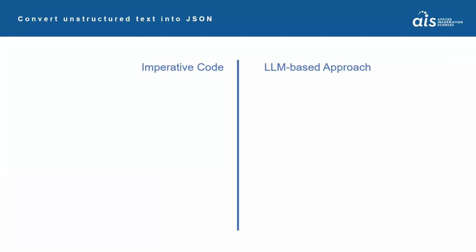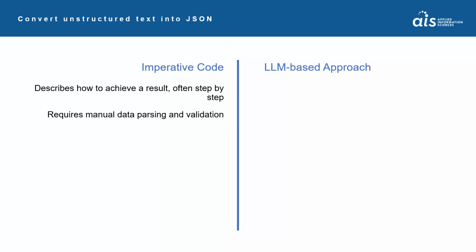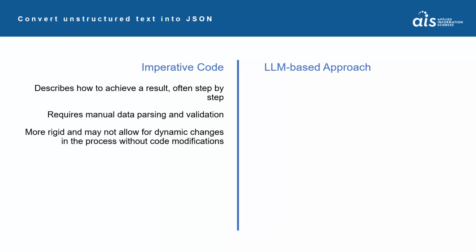Now that we have seen a data quality check example in action, let's take a step back and compare an LLM-based approach with an imperative traditional code-based approach. First and foremost, when you're writing a traditional code-based approach, you're responsible for defining every step of your logic. You also are required to do manual data parsing and validation, which means some of this logic can be more rigid, may not allow for dynamic changes.